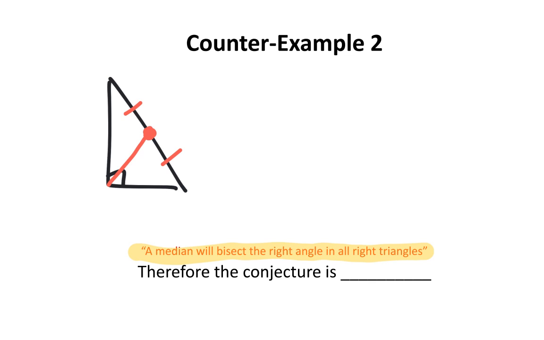If I were to use a protractor, that would end up to be 45 degrees, and this would also end up to be 45 degrees. Therefore, this median does bisect this right angle. Let's look at another right triangle.